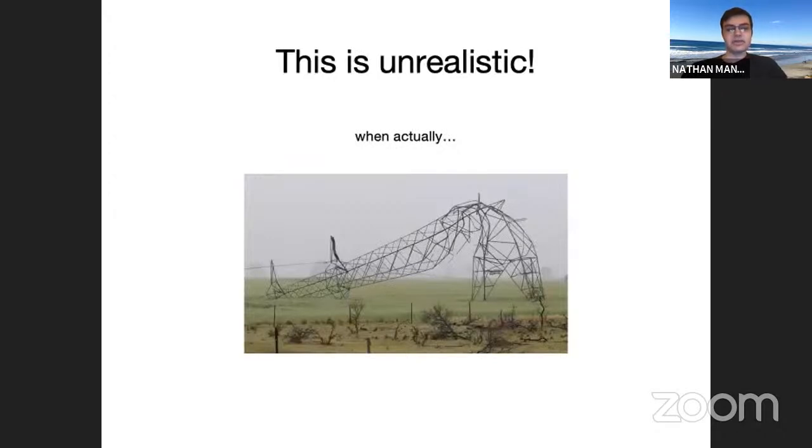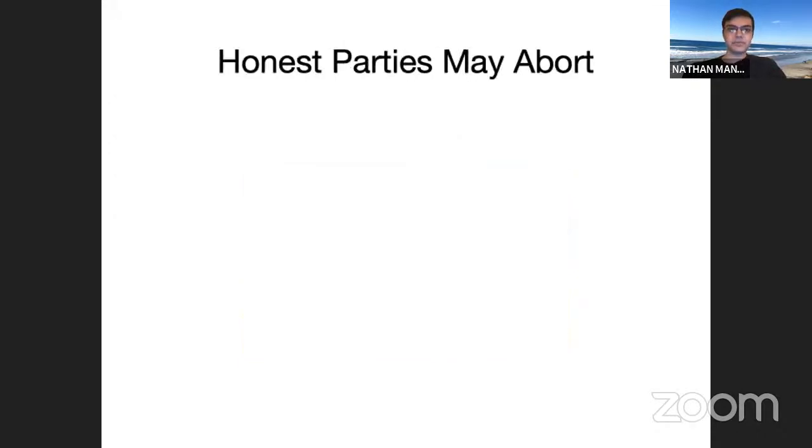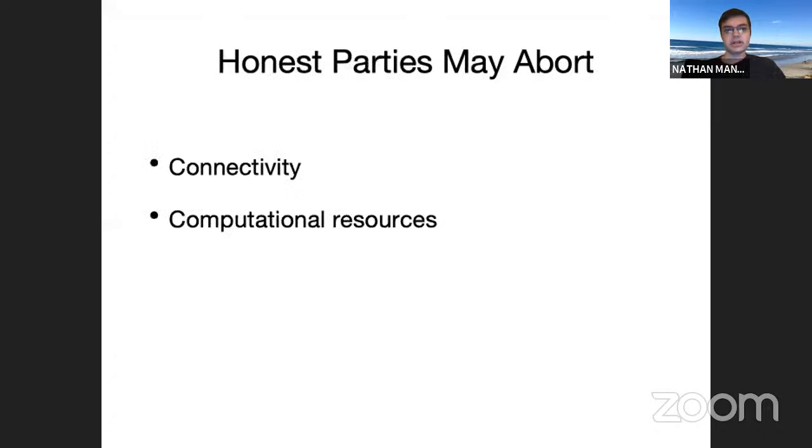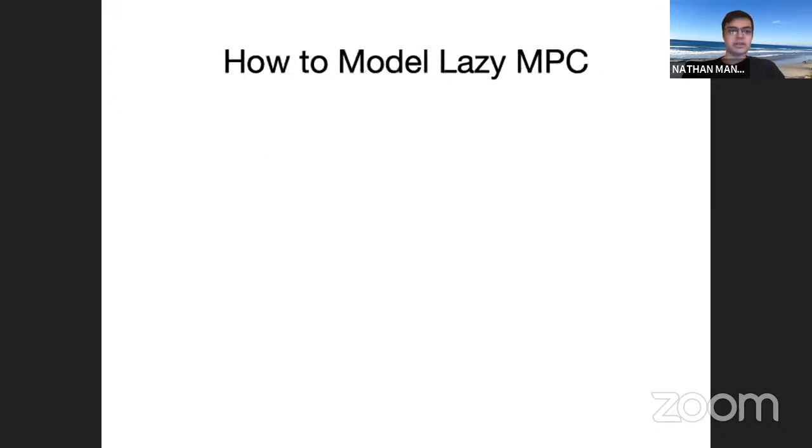So to model this scenario, we like to consider MPC where we allow honest parties to abort. Honest parties may abort for a variety of reasons. Connectivity is one that we already went over. An honest party may simply lack the computational resources to carry out the computation in a certain round and be forced to abort. Or they may simply lose interest at some point in the protocol and stop responding. However, if their input is valuable to the execution of the protocol, we would not want their input to be discarded if at all possible. So motivated by this, we dealt with this model that we called Lazy MPC in this paper.